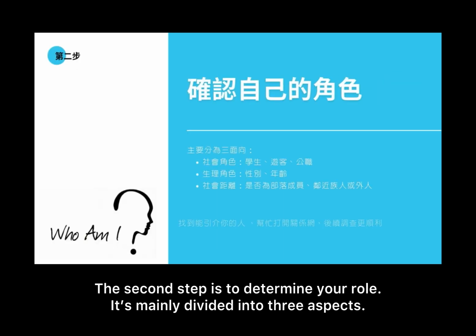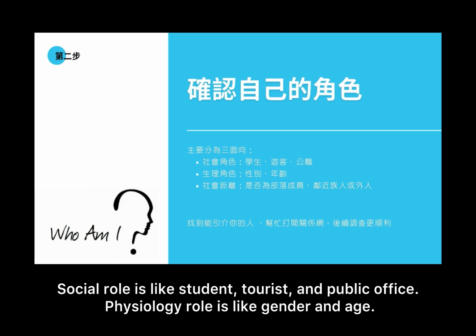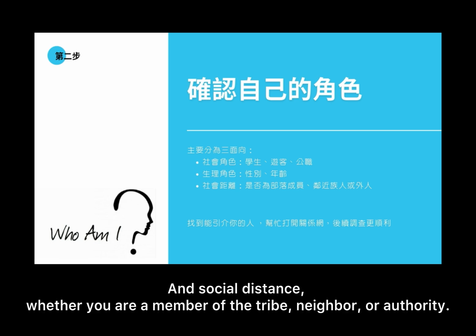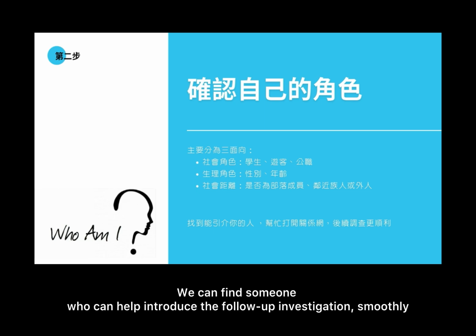The second step is determine your role. It is mainly divided into 3 aspects. There are social role, physiology role, and the social distance. Social role is like student, tourist, and public office. Physiology role is like gender and age, and social distance is whether you are a member of the tribe, neighbor, or auxiliary. We can find someone who can help introduce the follow-up investigation someday.